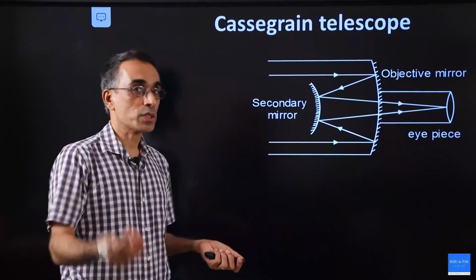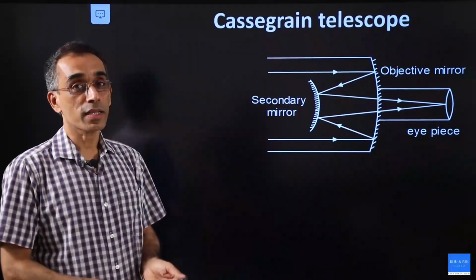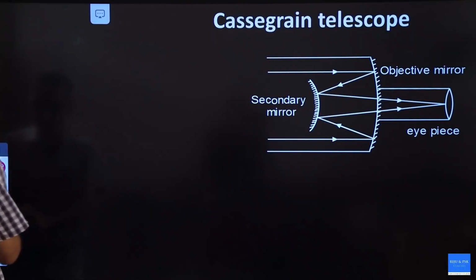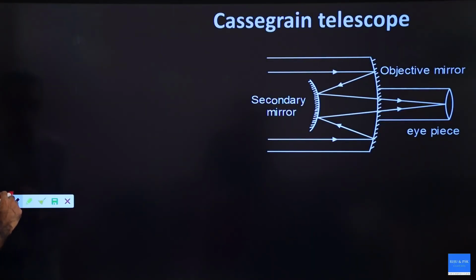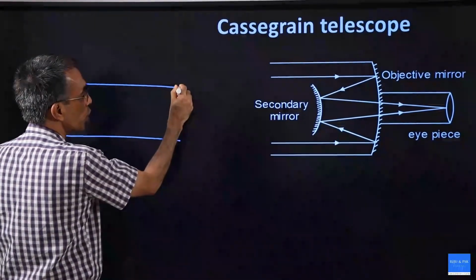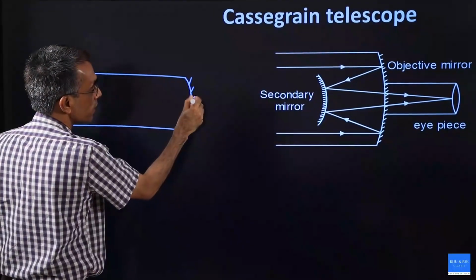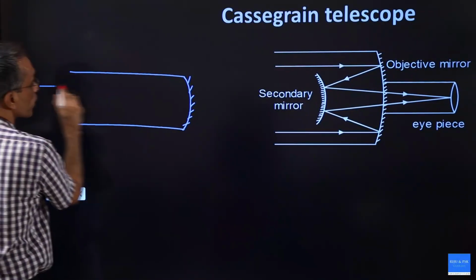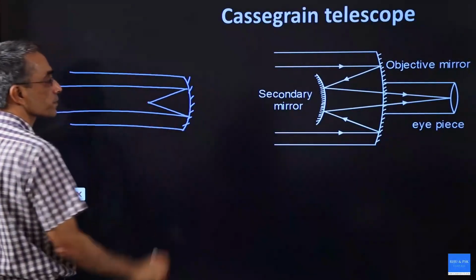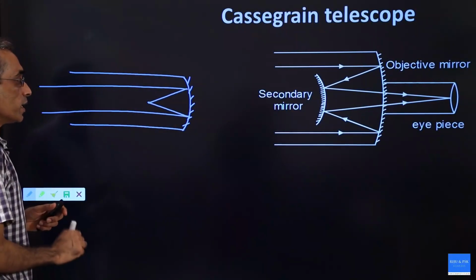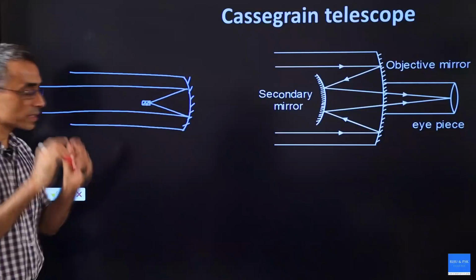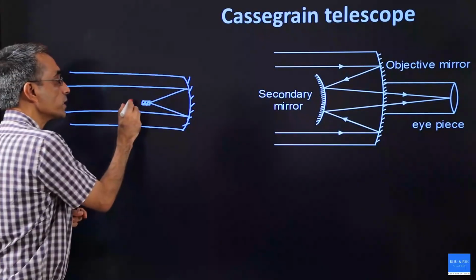A reflecting type telescope in your syllabus is called the Cassegrain telescope, after the name of the inventor. A Cassegrain telescope basically consists of a long tube. Say there is a long tube like this which can collect light. The end of the tube has a concave mirror. So light from a distant object can converge to its focal point. Now you can set up an eyepiece here and you can watch it from inside the tube.